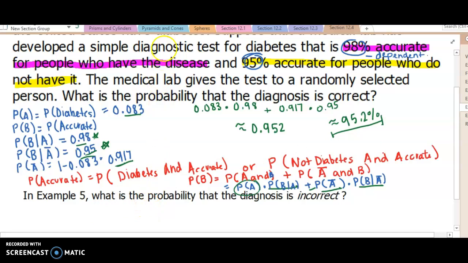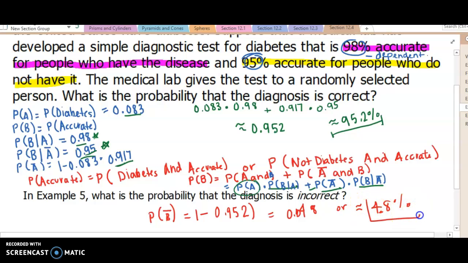What is the probability that it is inaccurate? Well, guys, remember, that's just the probability of not B, which is 1 minus the probability of being accurate, which is 0.048, or about 4.8% of the time it is not accurate.